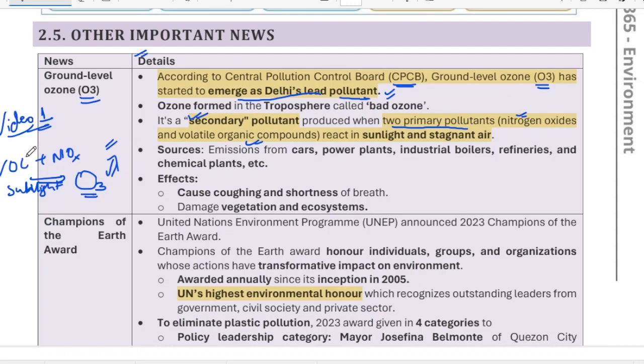So how are these volatile organic compounds and nitrogen oxides being released? It is from emissions from cars, power plants, industrial boilers, refineries, etc. These volatile organic compounds and nitrogen oxides come out, and hence contribute to the ozone being formed in the troposphere. We have already talked about what is bad ozone and what is good ozone in our video one, so you can watch that video. Okay, now moving ahead.